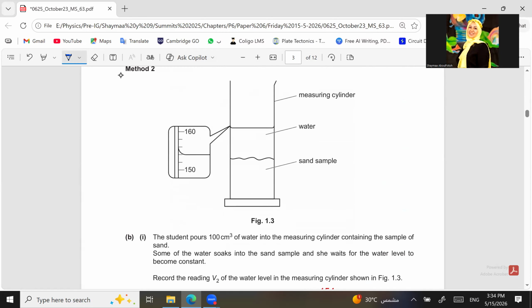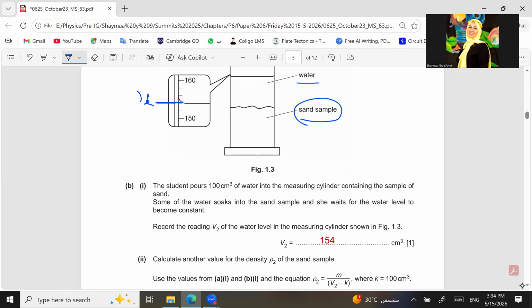Now, method number 2. Method number 1 is done. And we know the rho, or the density, of the sand in the first method will be 1.3 gram per centimeter cube. Now let's see method number 2. We have a measuring cylinder, we have water, we have the sand sample, all of them together as you see in front of you, and then the level of the water at this level. Okay. Let's read the method and let's see what happens.